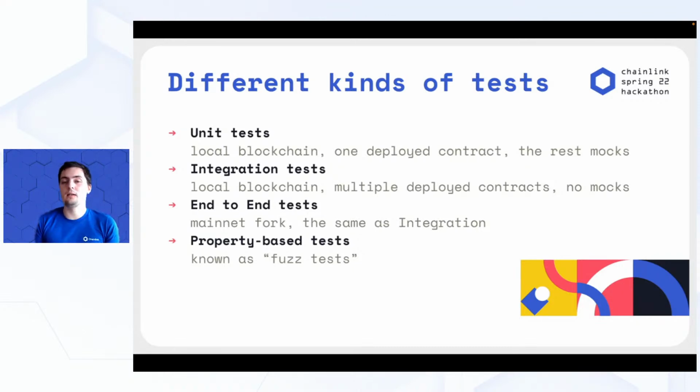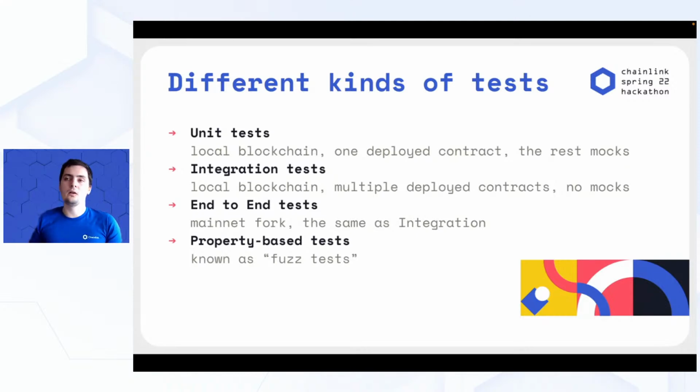So unit tests are basically independent tests of each symbol, of the tiniest functionality inside your smart contracts. All of these tests are deployed to a local blockchain. In our case, that will be a local Hardhat node. Then we are going to deploy only one contract, and we are going to write unit tests just for that one contract. And the rest of the contracts we are going to mock.